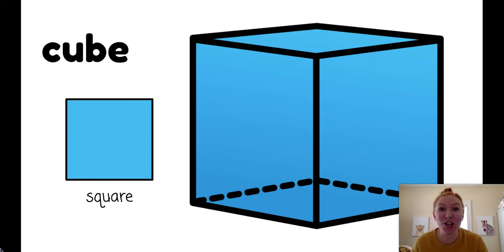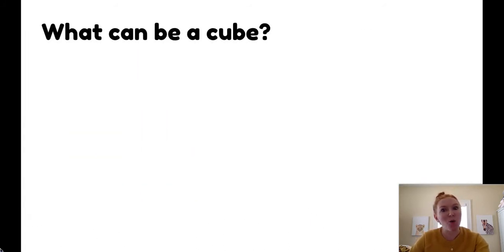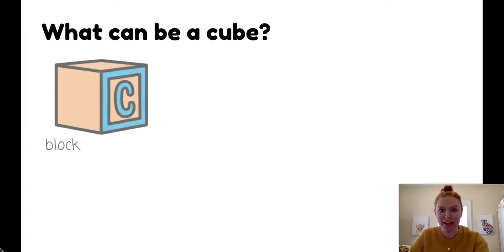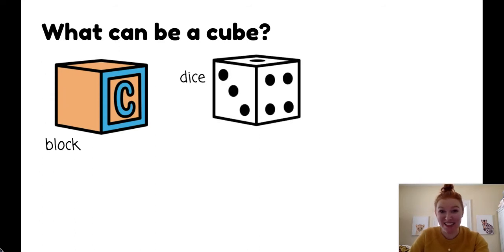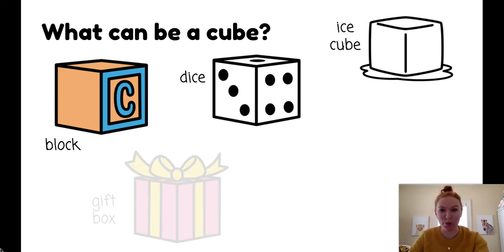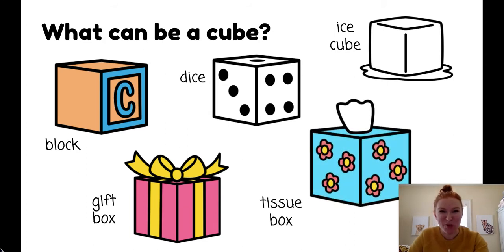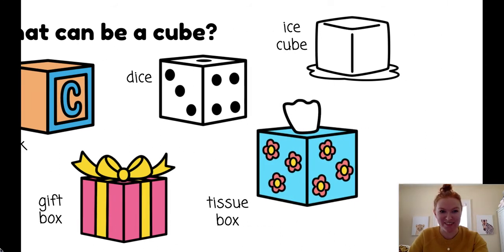So cube is our first shape. It's a solid shape, or we sometimes call it a 3D shape. Now, what can be a cube? Let's look at some examples. A block could be a cube. A dice is a cube. An ice cube. It says cube in the name. That's a cube. A gift box can be a cube. And a tissue box can be a cube.